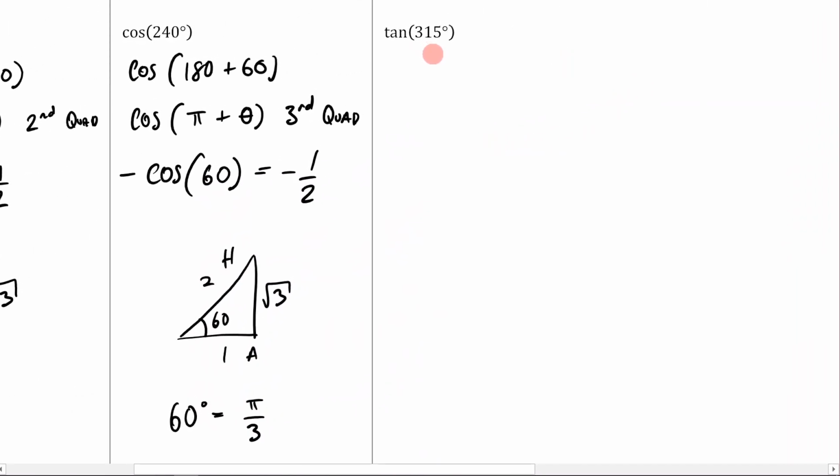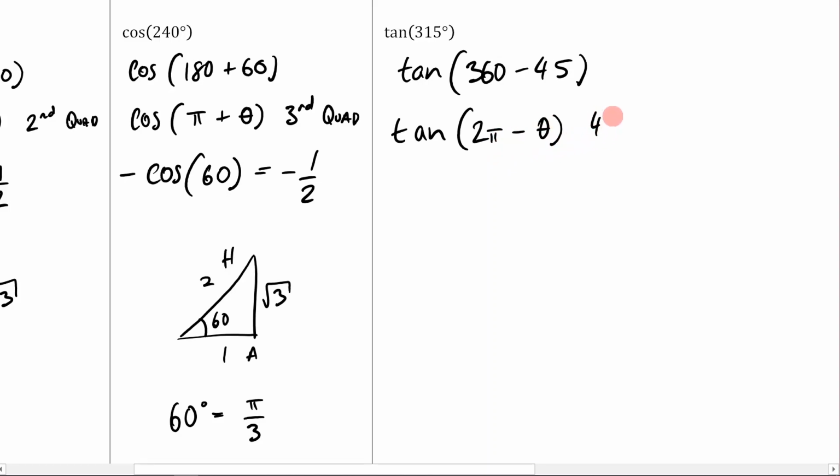All right, last one, tan of 315. What can I break this down into? This could be tan of 360 minus 45. Yes, that will work. And that means I'm going to be left with tan of, now this would be 2 pi minus an angle, which tells me it's in the 4th quadrant. Once I know it's in the 4th quadrant, I'm going to say, well, tan is negative in my 4th quadrant. So it's going to be tan of 45 degrees. And I know that tan of 45 degrees is 1. And because it's negative, it's going to be negative 1.